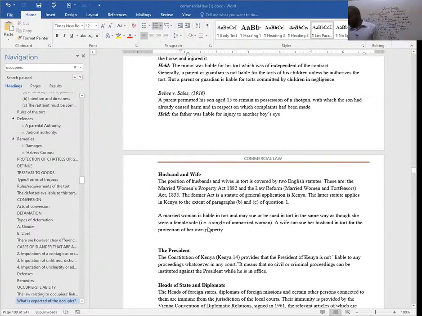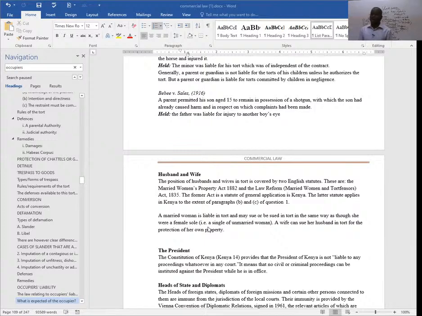The president. The president is sometimes immune from any wrongdoing until he leaves office. The Constitution of Kenya provides that the president of Kenya is not liable to any proceedings whatsoever in any court of law. It means that no civil or criminal proceedings can be instituted against the president while he is still in office. Until he leaves office, that's when he can be brought before a court of law and accused of a civil wrong or a criminal offense.